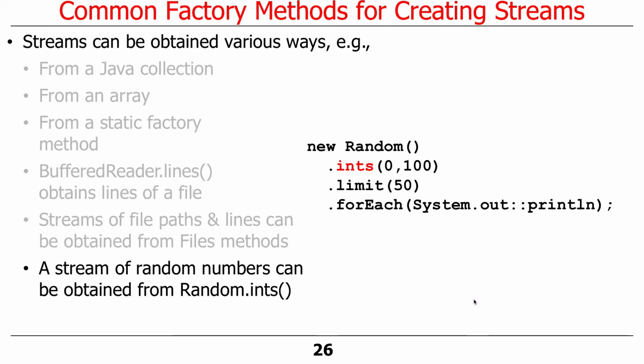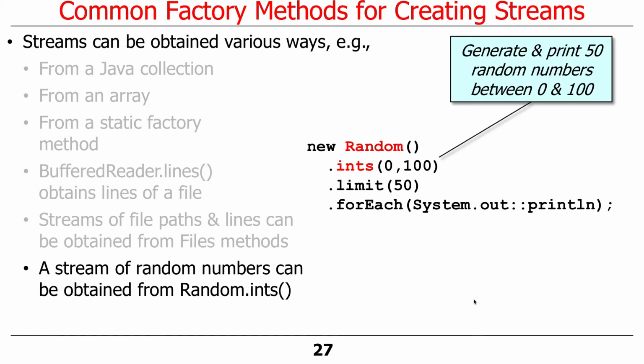Here's another interesting one. This is particularly useful for various test programs where you want to generate random numbers. So what we can do here is create a new random object, and we can say ints. You make a new random number object, and you use the ints method to generate an infinite stream of random numbers between 0 and 100. So this is the range of the numbers. We generate an infinite stream of random ints between those values. In our particular case, we limit it to only 50 of them, and we print the result out.